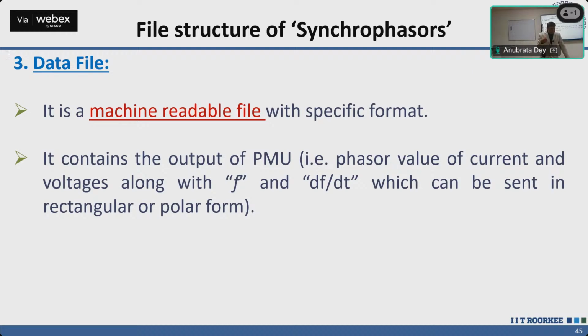You acquire them from your sensors, or the ADC acquires them, and then you convert them into digital form and give them to the PMU input. Some algorithm inside the PMU runs, and on the output side it gives IA angle phi A, IB angle phi B, IC angle phi C. So the magnitude and angle, that is nothing but your phasor value, in polar form or rectangular form, whatever form you desire.